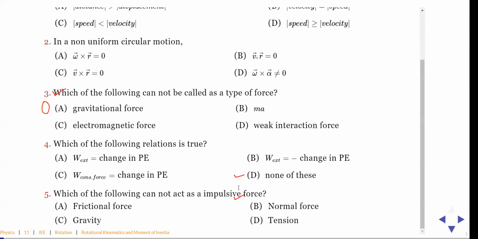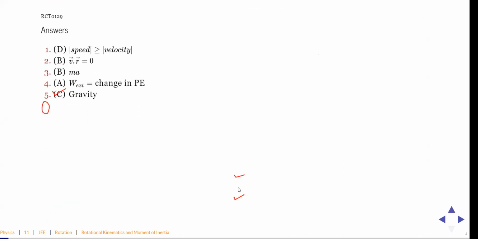Okay, fifth, which of the following cannot act as impulsive force? Tell me. Okay, right, so let us see the answers. So most of you are correct in this and this, but quite a few people got these wrong.